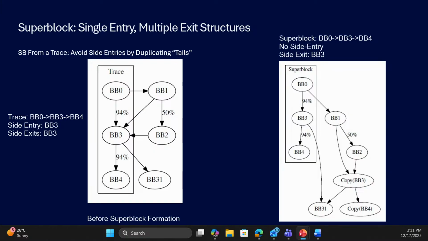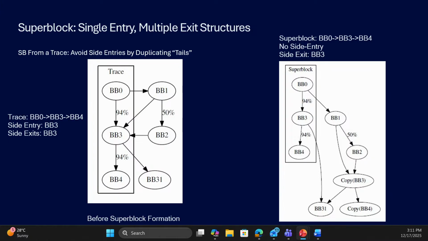BB1 and BB3, right? Which is the most frequently executed successor? BB3, right? Okay. Now add BB3 to the trace. Okay. Then what do we do? Again, from BB3, which is the most frequently executed? BB4, right? Then BB4 is in this trace.